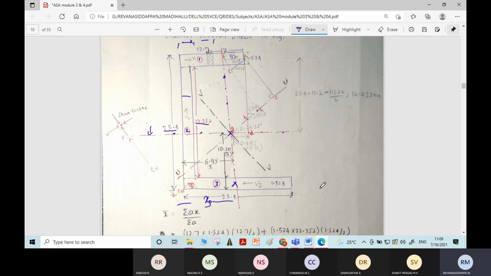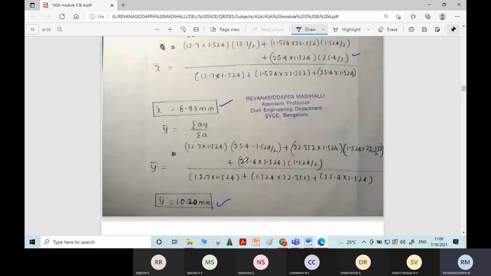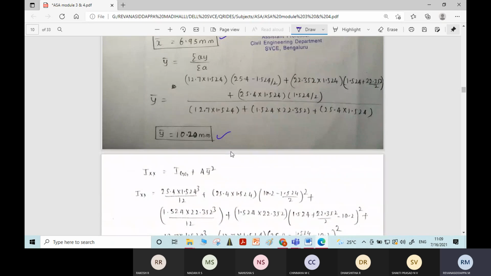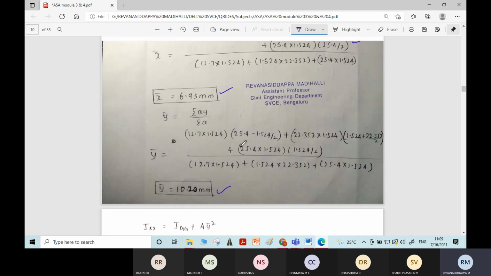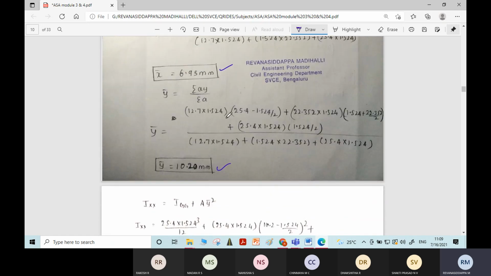Okay, y1 means distance of center of rectangle 1 from base. Similarly, y2 is distance of center of rectangle 2 from base, and distance of center of rectangle 3 from base will give y1, y2, y3, that you can calculate. Finally you will get y bar value, that is 10.2 mm. Now you have located the centroid, x bar and the y bar.